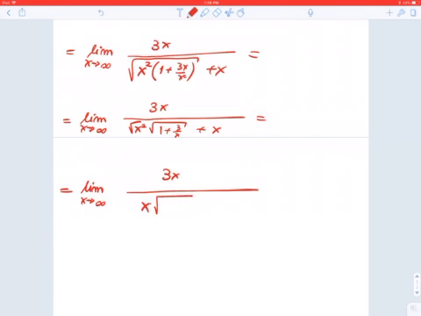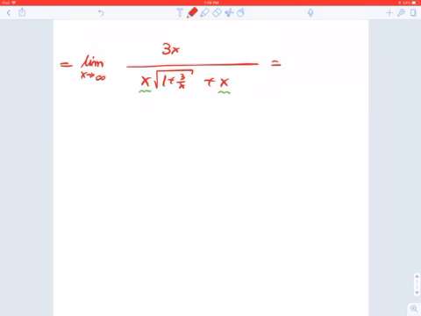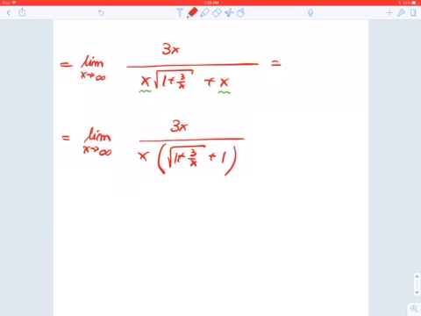Okay, so we do have x times the square root of 1 plus 3 over x, and plus x. Now I see that this is a common factor. Let's factor out. Okay, limit as x goes to positive infinity of 3x, factoring out this x, I have 1 and the square root of 1 plus 3 over x, plus 1.